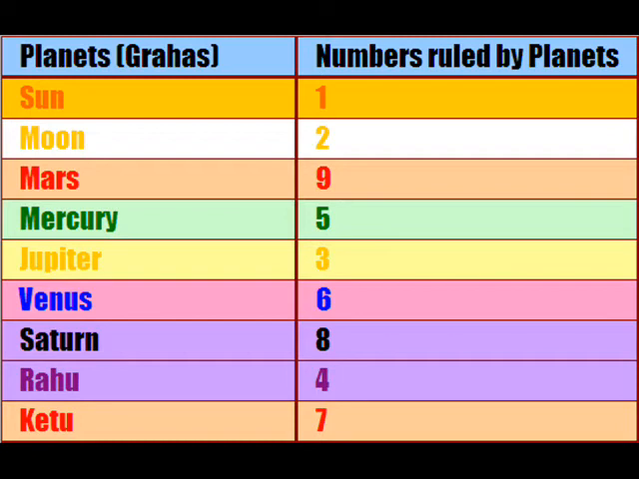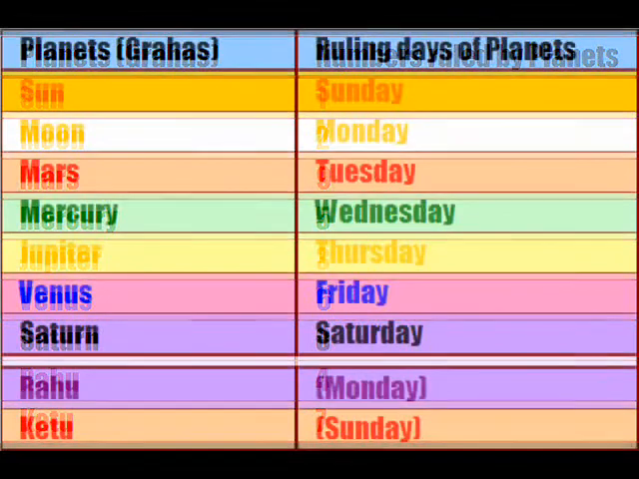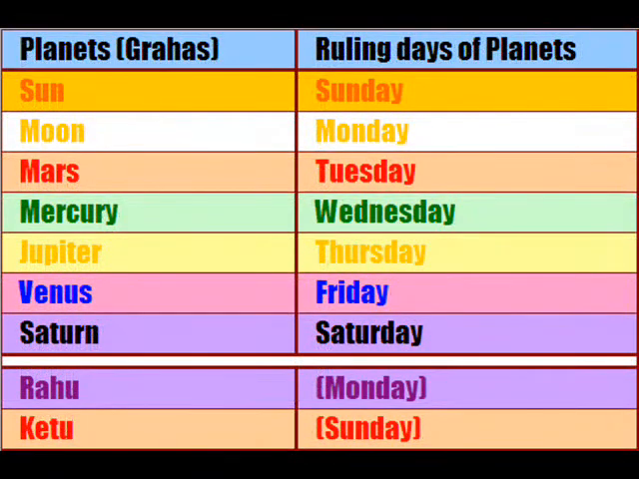And I also wanted to speak a little bit on the ruling hours of the planets for each day. The first hour of any given day is ruled by the planet ruling that day. So for example, the midnight of Wednesday up till 1 a.m. will be ruled by Mercury. I shall speak more about this at a later stage.